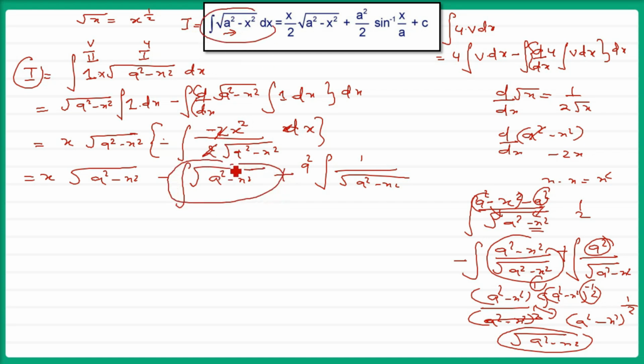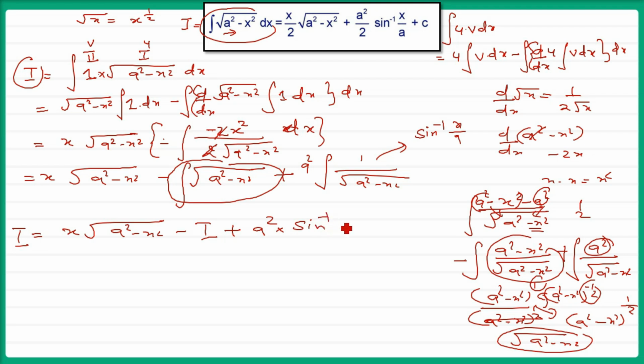So you can just replace under root a square minus x square integral as just I. So just write x under root a square minus x square. In this place you just write I, and I is on the left side also, and plus a square. Now this one I was telling you that 1 by under root a square minus x square is nothing but sine inverse x by a. It's just sine inverse x by a. You just write sine inverse x by a here.